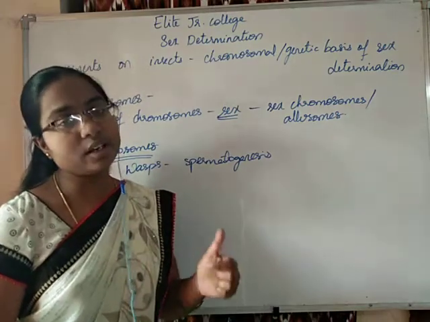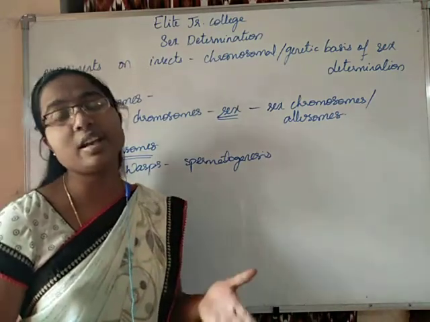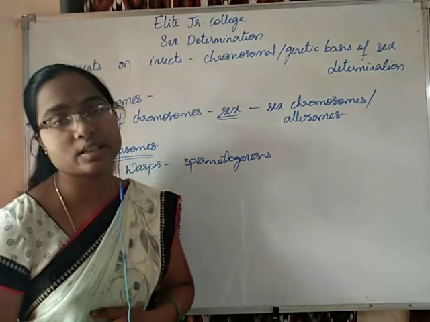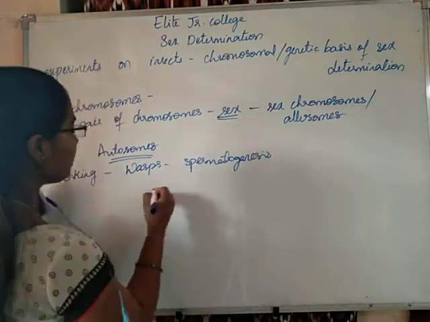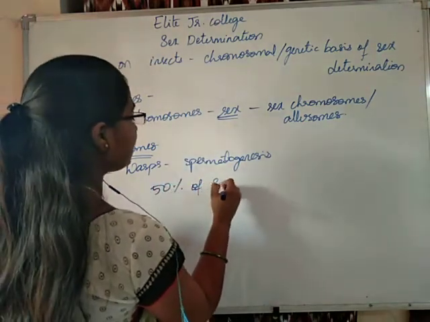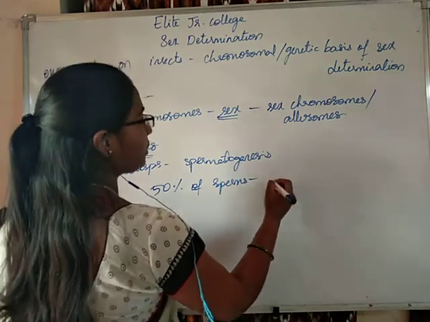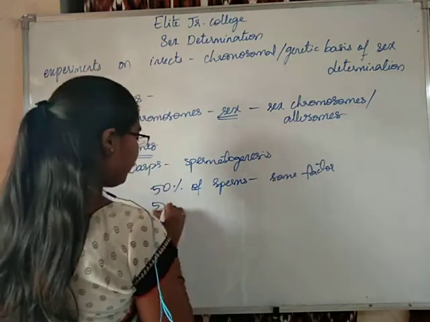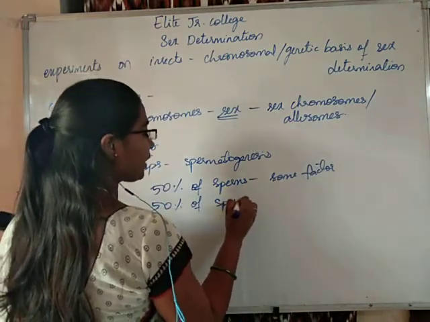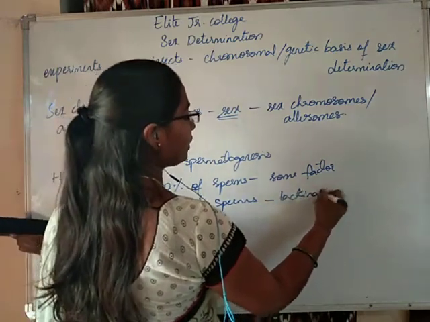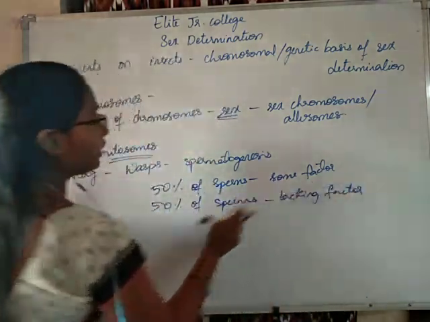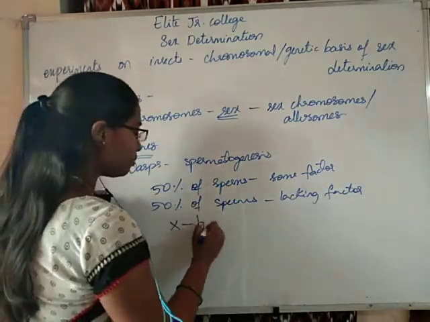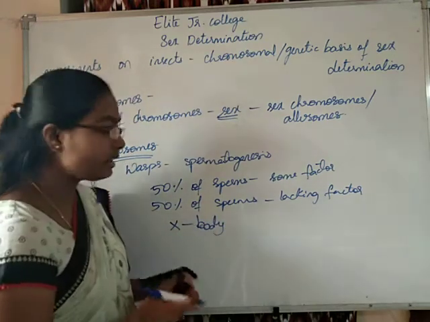inherited during spermatogenesis. There was some factor which is inherited by half of the sperms, and the other half of the sperms did not contain this factor. He observed that during spermatogenesis 50% of the sperms contained some factor, whereas the remaining 50% of the sperms lacked this factor. He called this factor, present in only 50% of the sperms, the X body.